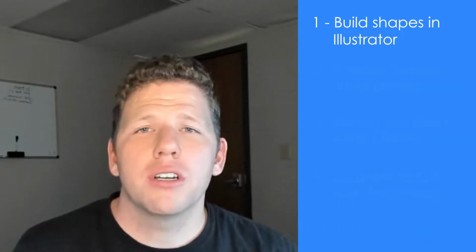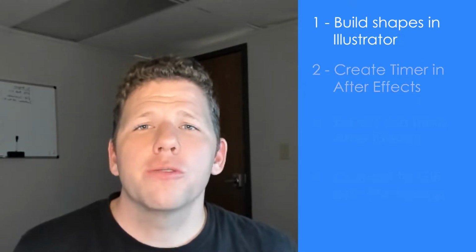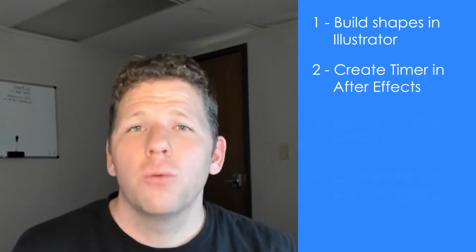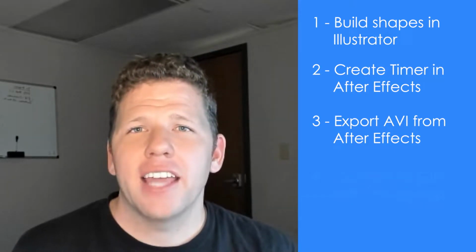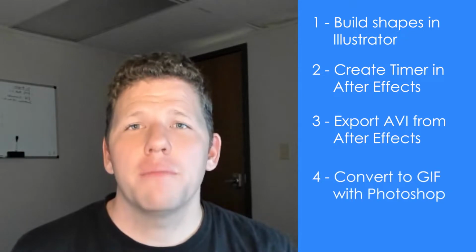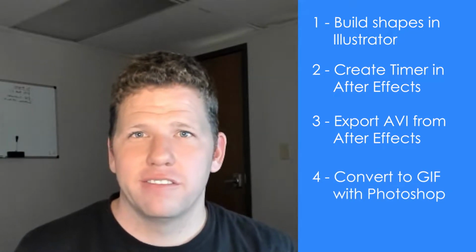First, we're going to build our shapes in Illustrator. Then we'll create the timer in After Effects. We'll then export the timer as a video file from After Effects, and then pull that video file into Photoshop and export it as a GIF.